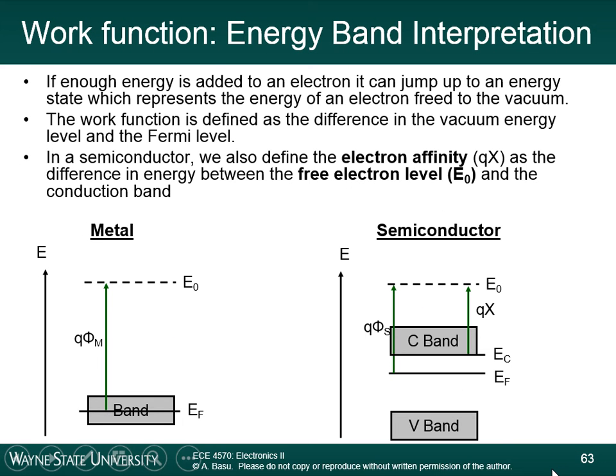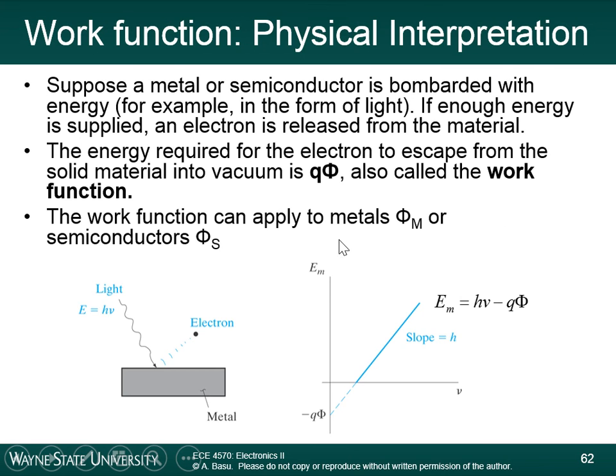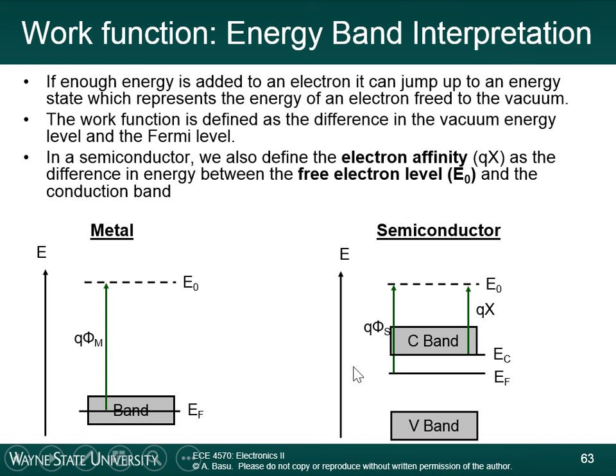Now the energy band interpretation, we're going to add to our toolkit of energy band diagrams. So again, if enough energy is added to an electron, it can jump to an energy state which represents the energy of an electron freed to the vacuum. So this phenomenon that we're talking about, ejecting an electron from the material, can be represented in an energy band diagram by something called E0. E0 is called the free electron level. If an electron goes to that energy state, that represents the fact that the electron is completely removed from the lattice.